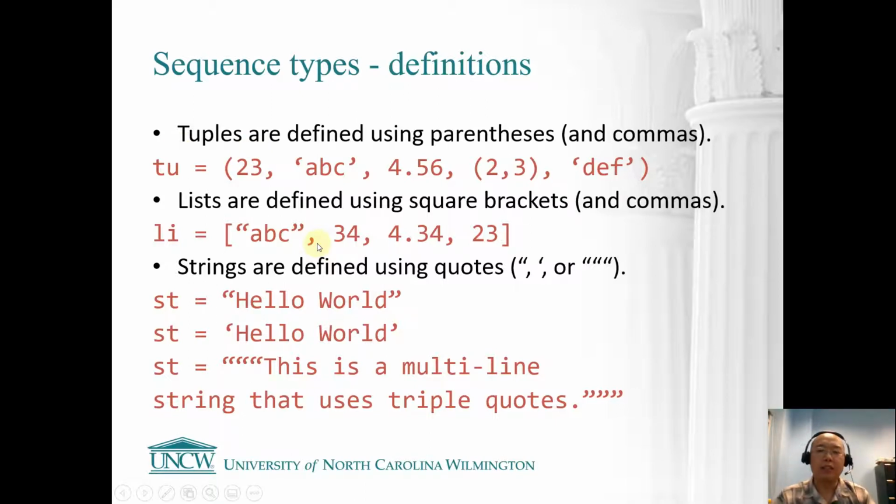And for the list, we define a list using square brackets, and the square brackets are a must-have. For strings, we can define them in different ways. We can use double quotes, or single quotes, or triple quotes. And for the triple quotes, we can use either triple double quotes or triple single quotes.